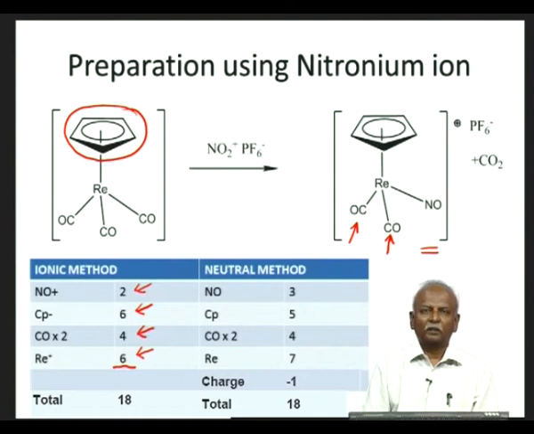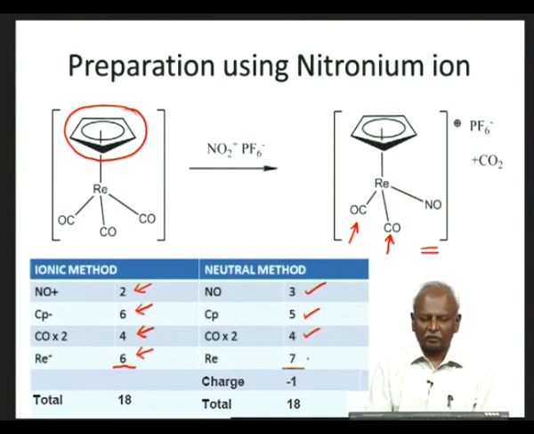Now, the neutral method cannot give us a different electron count, but the way it arrives at this electron count turns out to be different. Let us just take a look at how it gets the same electron count of 18. NO gives 3 electrons. So, there is 1 nitric oxide, and that gives us 3 electrons. Cp is a cyclopentadienyl ligand. Now, we consider it as C5H5 dot, that is a cyclopentadienyl radical. Carbon monoxide gives us 4 electrons. The electron counting does not change in that case.